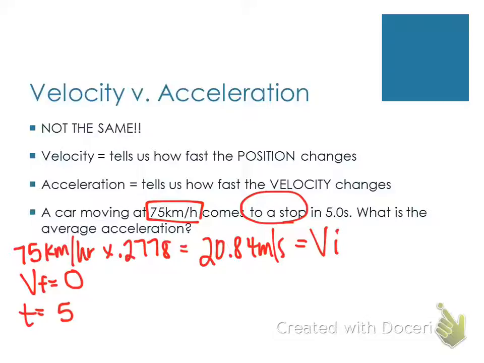So does the shortcut work for everything? Every time you go from kilometers per hour to meters per second, you could multiply by 0.277. If you have to go the other way, just divide by 0.277. Yep. Let's plug this in.